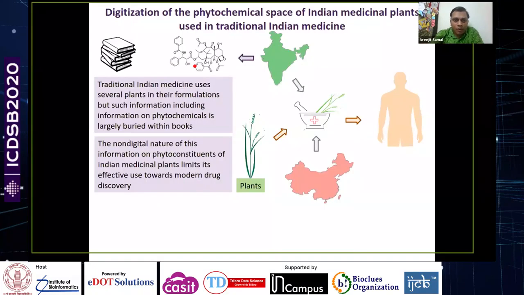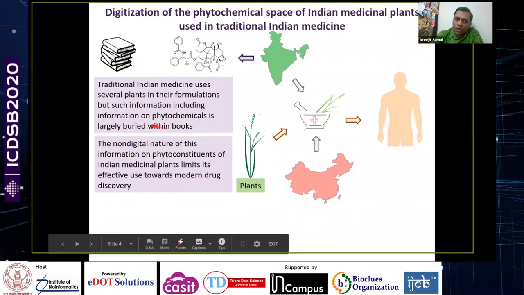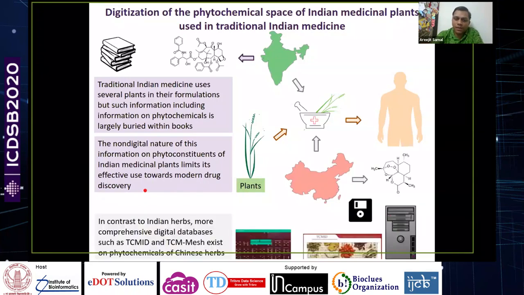So, if you look at traditional Indian medicine, they use several plants in their formulations to treat various ailments, but such information, including the information on the phytochemicals, which is the centerpiece of this work, is largely buried within books. So when we started this work, I argued that the non-digital nature of this information on the phytoconstituents of Indian medicinal plants limits its effective use towards modern drug discovery. I would also like to point out that in contrast to Indian herbs, there were many more comprehensive digital databases such as TCM-ID and TCM-Mesh, which existed on the phytochemicals of Chinese herbs.